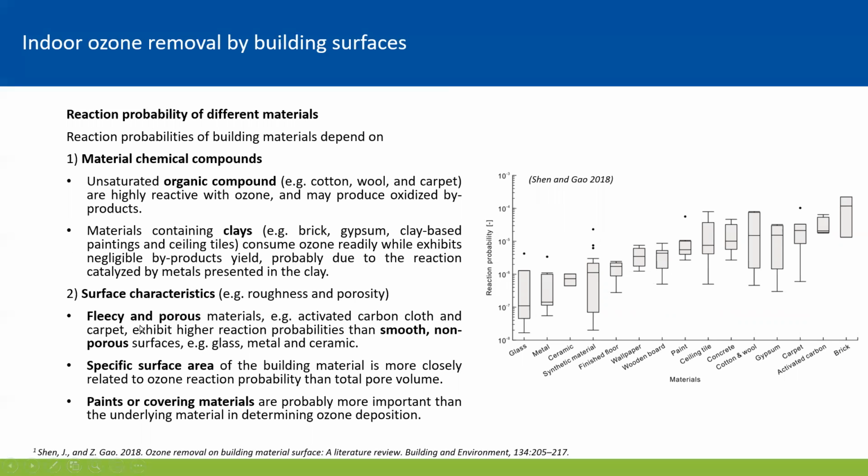And for surface characteristics, frizzy and porous materials have higher reaction probabilities than smooth and non-porous surfaces. Also, the specific surface area of a material is more related to ozone reaction probability than total pore volume. And some materials may have surface treatments like paintings or coverings, and then the surface layer actually is more important than the underlying materials in determining ozone deposition.